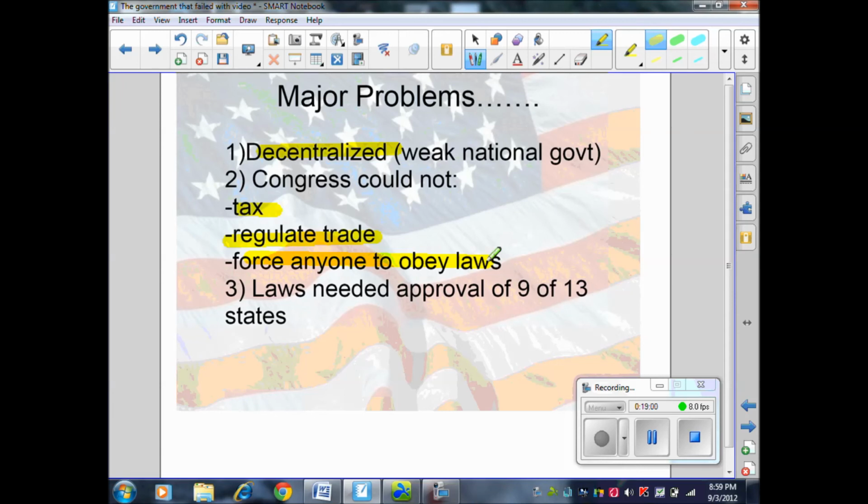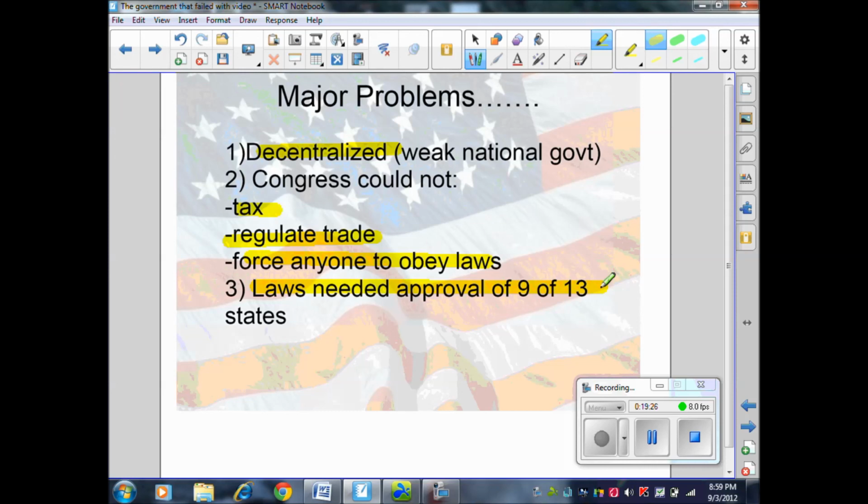And then if they wanted to add a new law, they needed what's called a supermajority to do so. They needed a law to be approved by 9 of 13 states in order for it to be passed. Today, for laws to be passed, it only requires a simple majority, which is 51%. 51% of 13 would only be 6.5 states, or even 7 states. So you need a whole lot more states to agree to the laws for them to be passed in the Articles of Confederation.